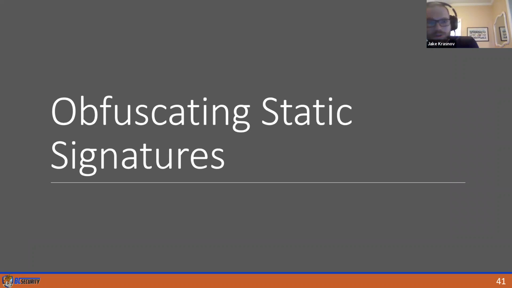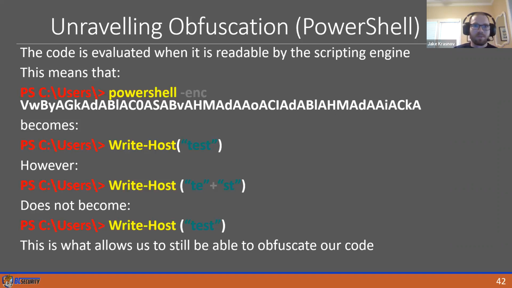So now we get into the fun part, where we're actually going to do some obfuscation of code and go over that. We're going to obfuscate our static signatures. As I mentioned, code is evaluated when it's readable by the scripting engine or the CLR. This also applies for assemblies. Technically, the assemblies have to be readable by the CLR when you load them in, or they wouldn't be able to be loaded by the CLR in the first place. So you can't necessarily encrypt your assembly and load it. You have to decrypt it and then load it. There are some issues there, but like I said at the beginning of this class, all these principles are the same throughout .NET stuff.